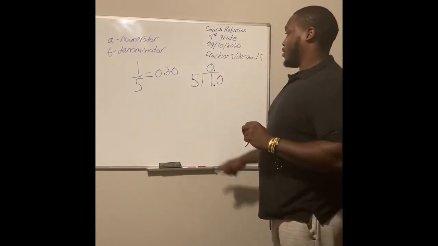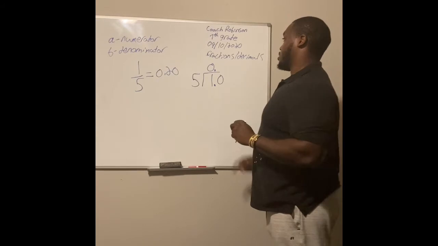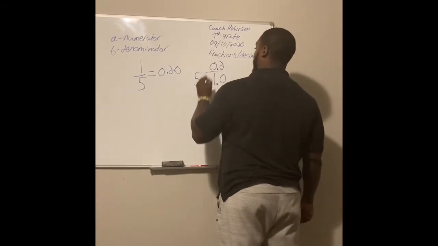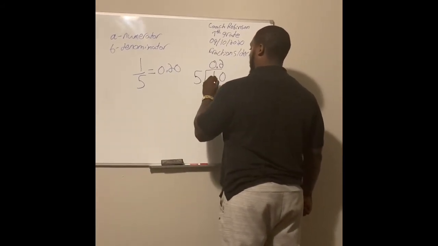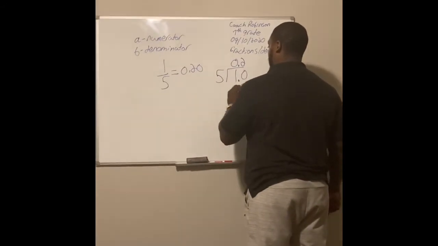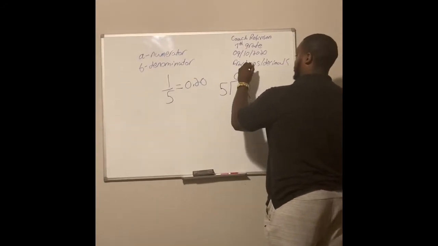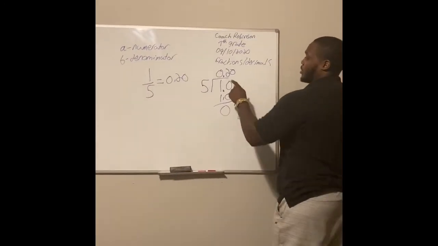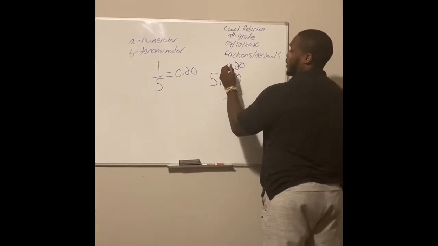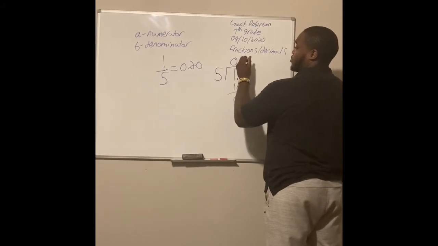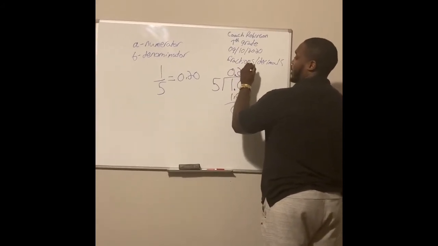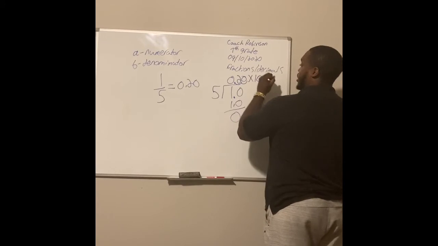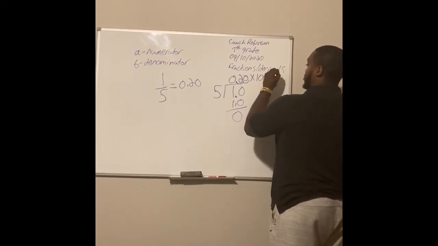And we know 5 goes into 10 2 times. So that's your answer. And if I wanted to turn this into a percentage, I could just move this decimal place 2 times or times it by 100, and it'll do the same thing, so that'll give me 20%.